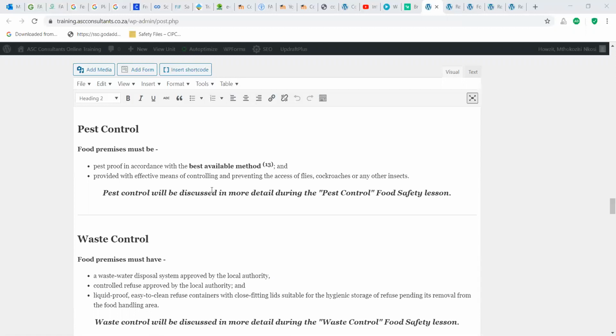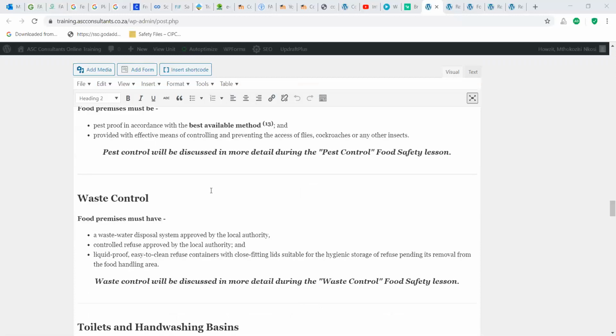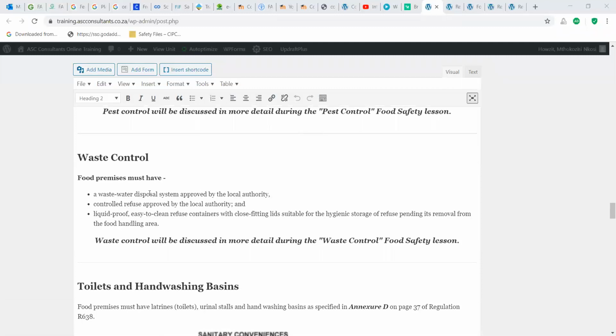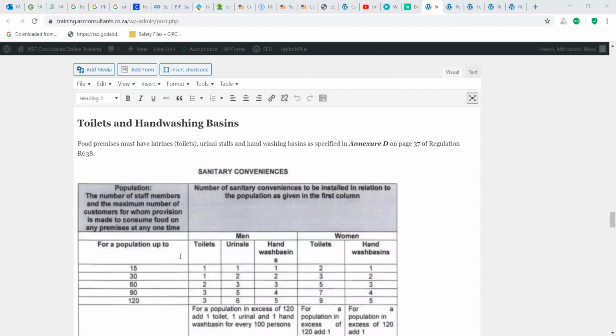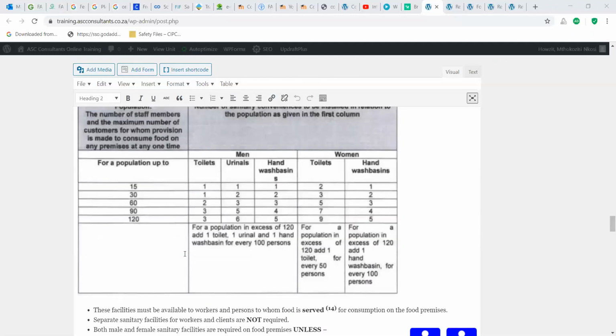They may require you to contract, and it's easier that way if you have a contracted person doing your pest control. Then also waste control, very basic. Make sure that your facility is controlled. In terms of waste, you put it in the required bins. They are labeled, and you separate your waste. You remove food waste at least on a daily basis. Then toilet and hand washing facilities must be sufficient for your facility.